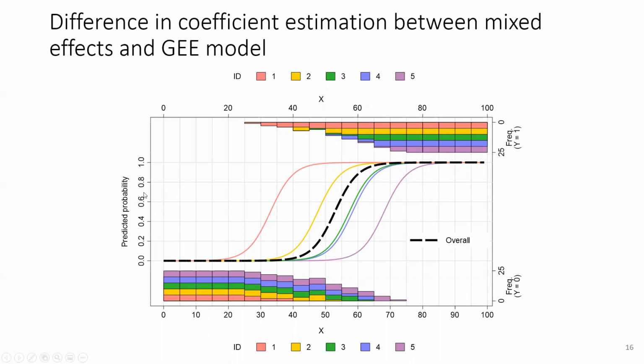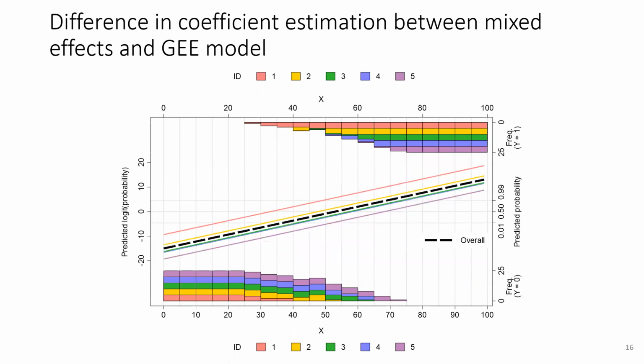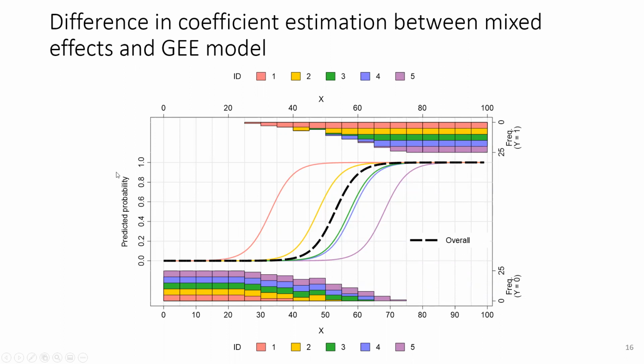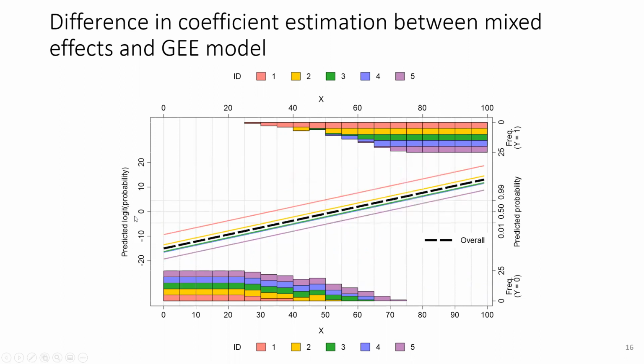And then how about GEE? This one is in the probability scale from 0 to 1. When we change to the logit scale, these are the lines we estimated, and each line represents each cluster, and the dotted line represents the overall mean.